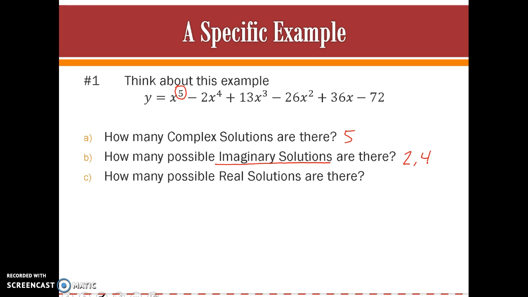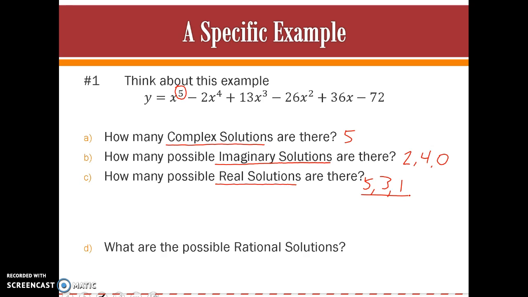Then how many possible real solutions are there? Well, remember, every complex solution is either imaginary or it's real. If there are 2 or 4 imaginary solutions, let's say there are 2, we have 5 total solutions. If 2 of them are imaginary, that would mean 3 have to be real. If 4 of them are imaginary, 1 could be real. And if we have 0 imaginary solutions, which is also a possibility, that would mean all 5 of them are real solutions. So how many possible real solutions are there? Could be 5, could be 3, or there could be 1 for this particular equation.